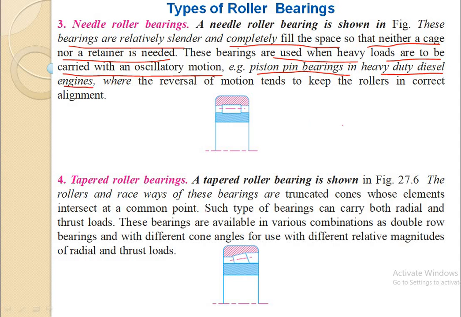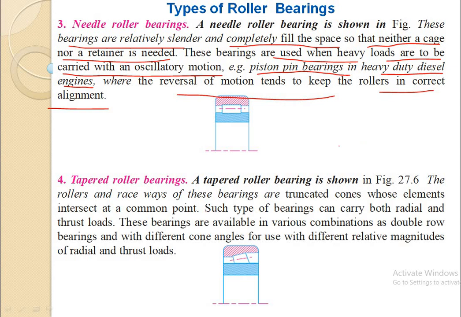If you take the example of a piston pin bearing, you will find that the total space is occupied by the bearings when there are heavy loads with an oscillatory motion, where the reversal of motion tends to keep the rollers in correct alignment. That's why there is no need of a retainer or cage, because reversal of motion tends to keep the rollers in correct alignment. So the application of needle roller bearings is when heavy loads are to be carried with an oscillatory motion.